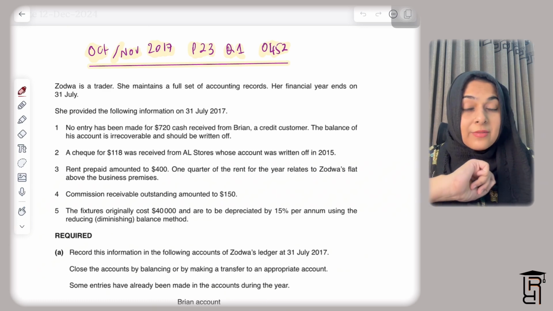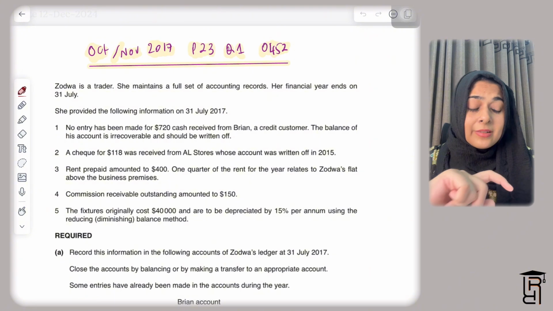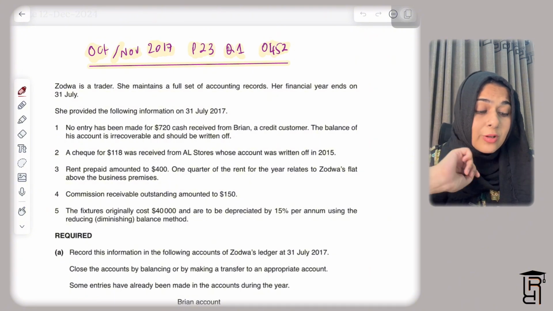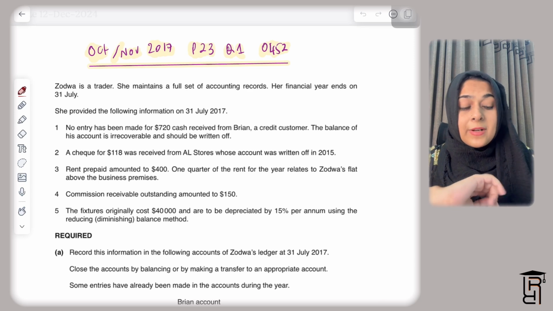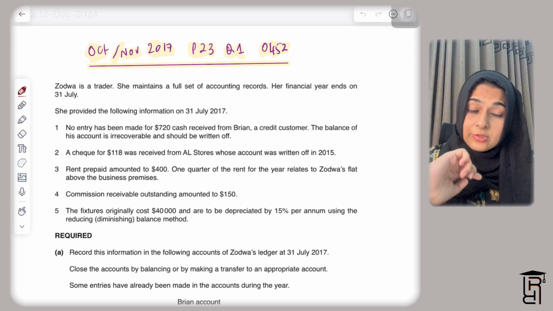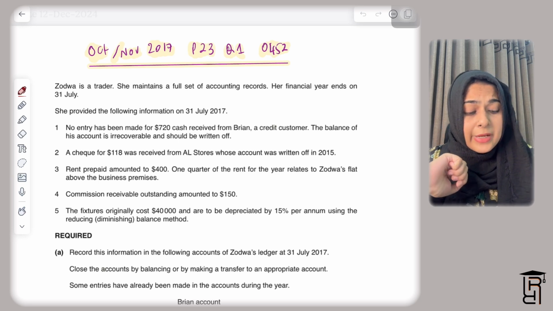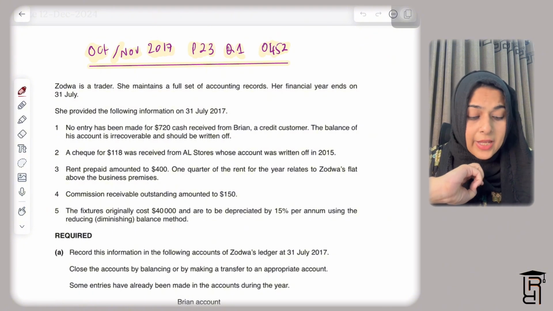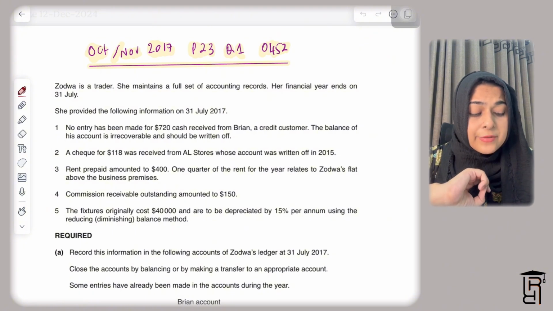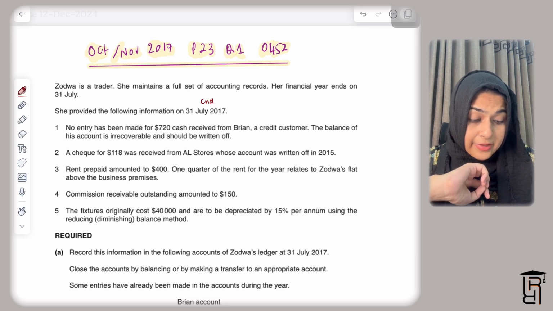This question is a very dynamic question because there are a lot of concepts involved in it. When you solve this question, you're going to go through a lot of your accounting concepts in only one question. The question says, Zodwa is a trader. She maintains a full set of accounting records. Her financial year ends on 31st July. She provided the following information on 31st July 2017, which is the end of the year.